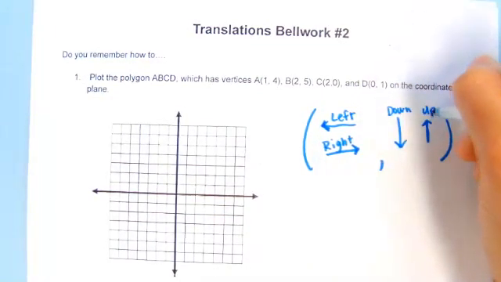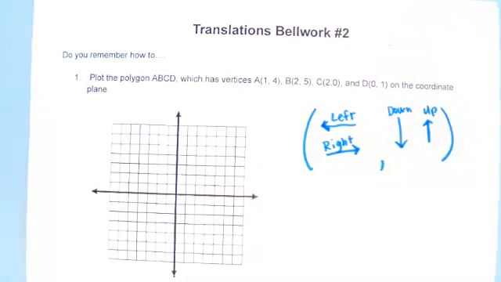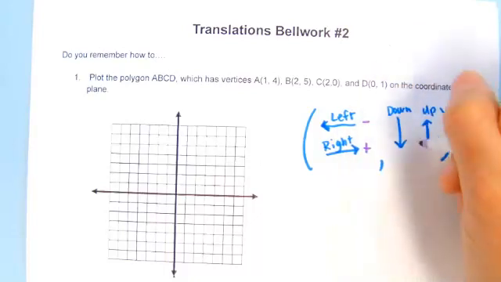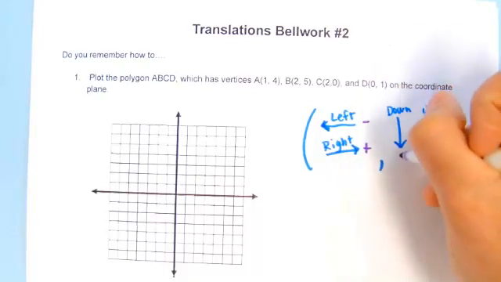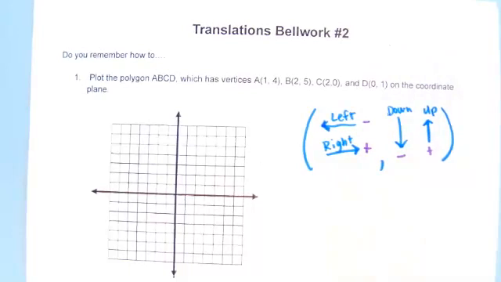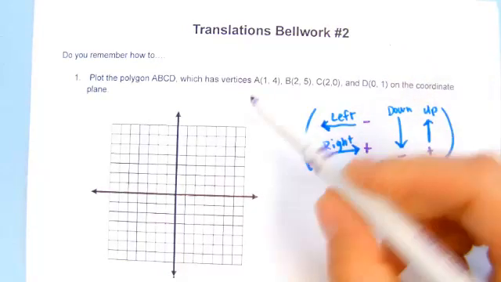And the reason we know this is that left means it is negative, right? So if it's negative, we go left. If it's positive, we go right. If it's negative in this second coordinate, we go down. And if it's positive, we go up. So that's our graphing rules. Now let's use them to plot these corners or vertices.